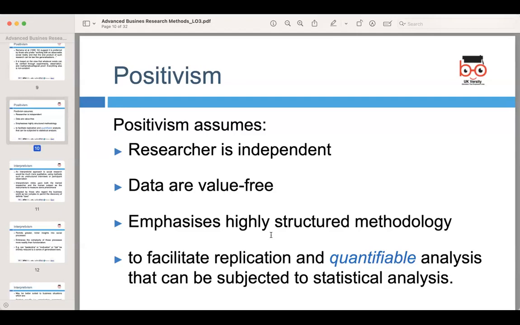Positivism assumes, firstly, that the researcher is independent. What does that mean? Can anybody explain? Positivism assumes that the researcher is independent. What does that mean? It means that the researcher should remain neutral and objective when conducting their study.